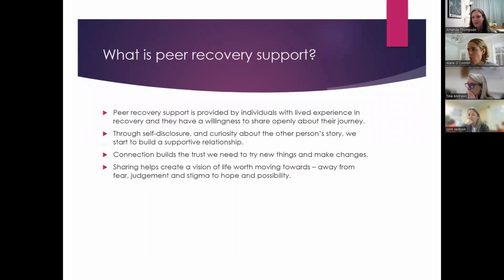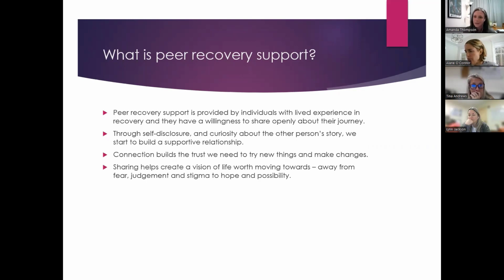So what is peer recovery support? To have a peer support person or a recovery coach, I'm going to use those two phrases interchangeably for this presentation. It's part of the MaineMOM model to have somebody with lived experience as part of the team. Peer recovery support is provided by individuals who have lived experience in recovery, and they're coming to these roles with a willingness to share openly about their journey. So we're starting with self-disclosure from introduction.